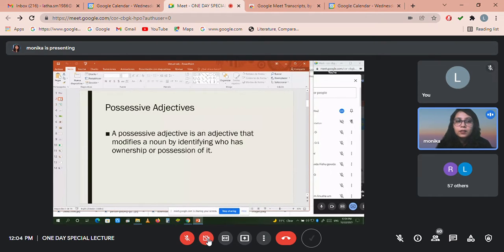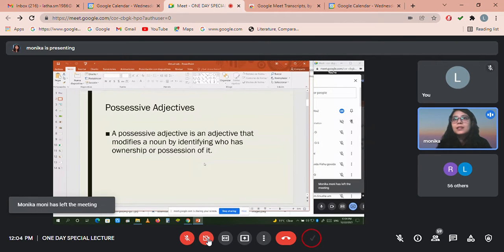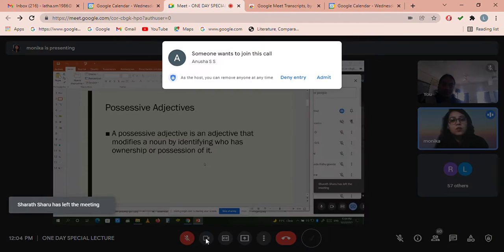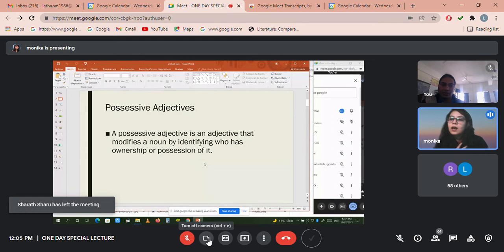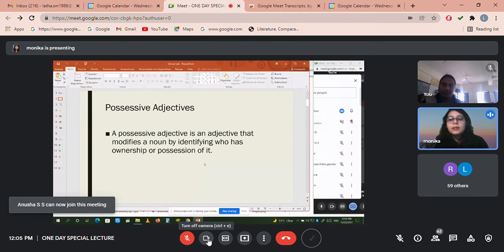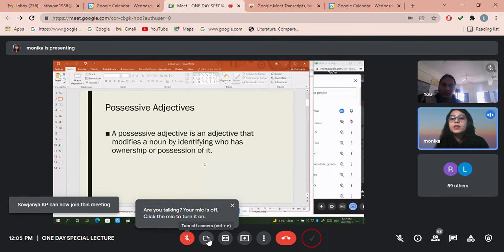What are possessive adjectives? A possessive adjective is an adjective which helps us to know to whom a particular object belongs. So who has the ownership of that particular noun or object? For example, you all are using your laptop. If I ask you, whose laptop are you using? Then you will say, ma'am, it's our laptop, or it's my laptop. So you are telling me to whom that object belongs, or who is the owner. So you are the owner.